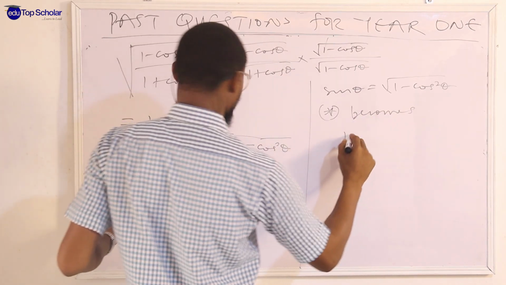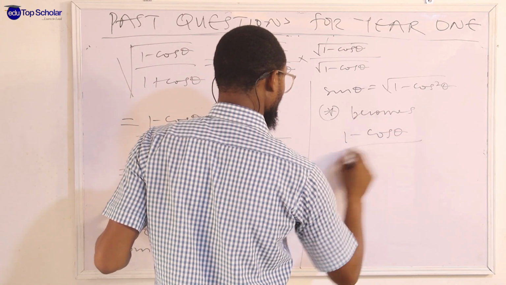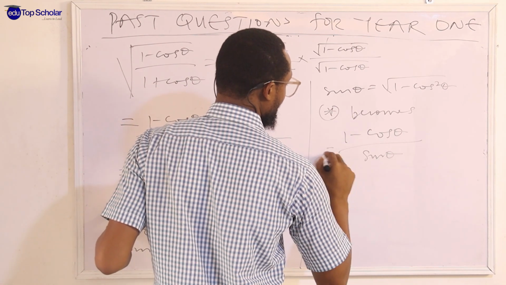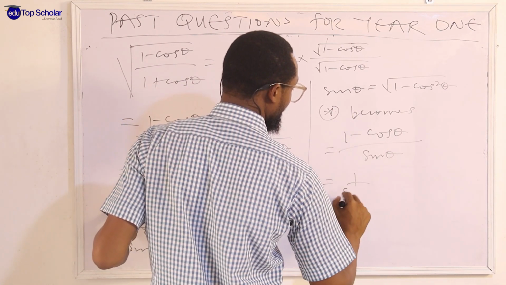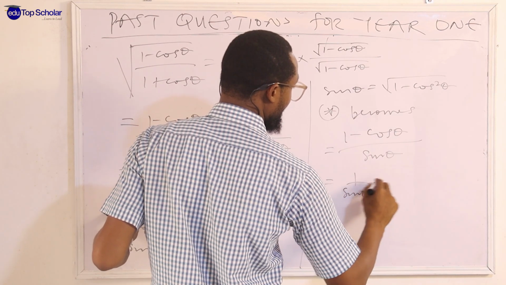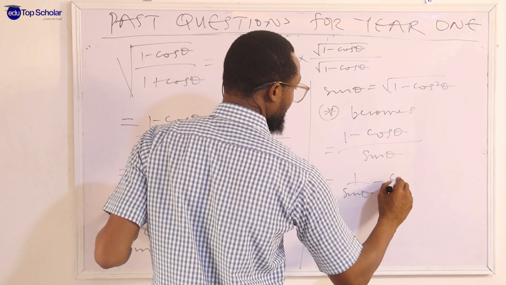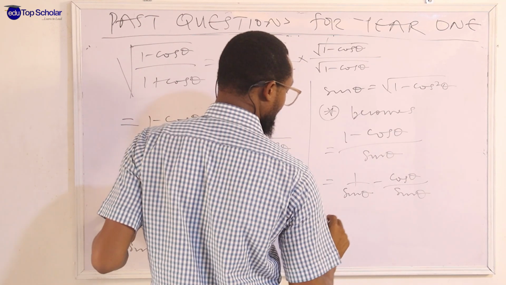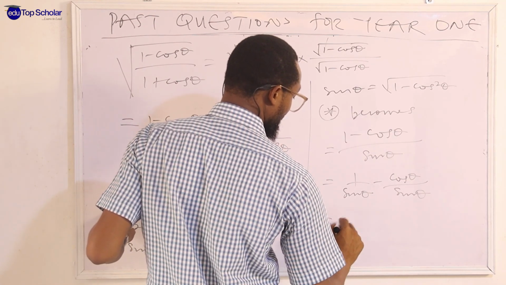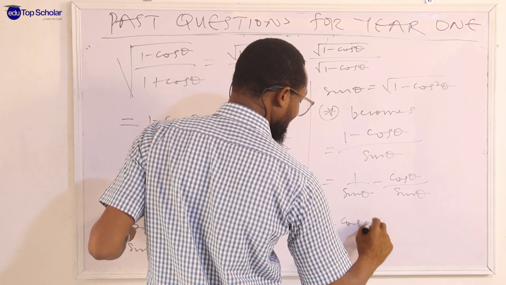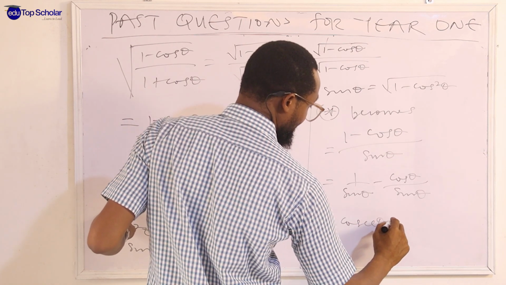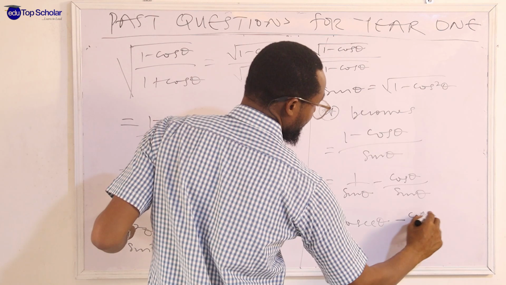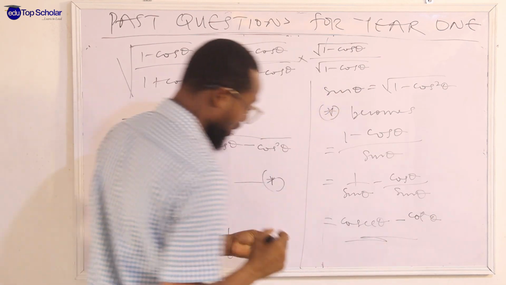Okay, and now we can substitute that one for this, and this one here, star, becomes 1 minus cos theta over sine theta, and this one here is equal to 1 all over sine theta minus cos theta over sine theta. And therefore this gives us cosec theta minus cot theta. This is the required solution.